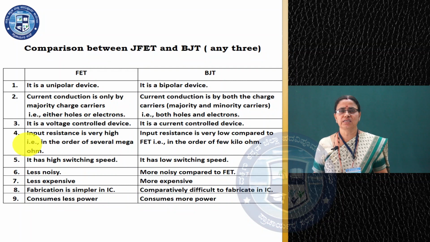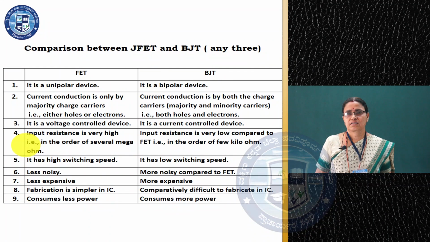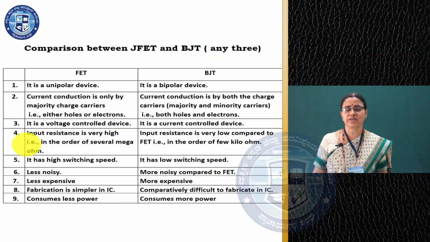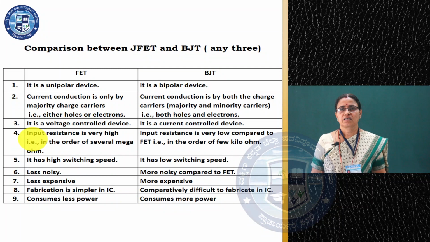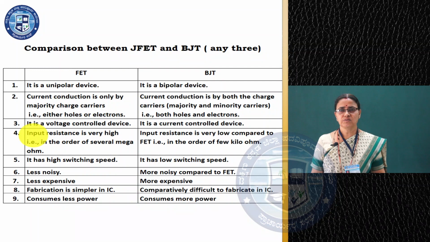integrated circuits easily, and BJT is a little larger in size, so it is a little complicated to fabricate in ICs. Power consumption is less in FET, so you can use it in power electronics and power devices, and BJT's power consumption is a little more. Any 3 points you can remember for the final examination. And power consumption is less in FET, which means it is a little inexpensive compared to BJT.